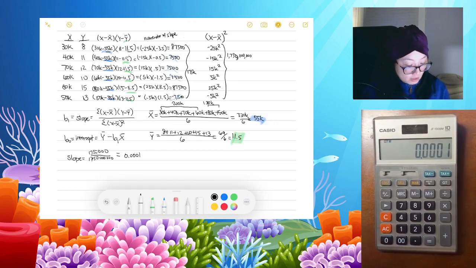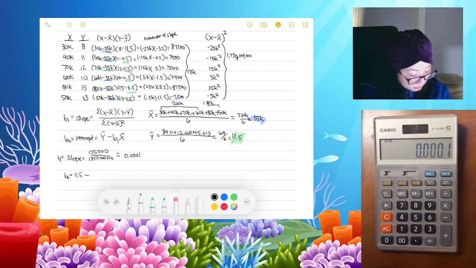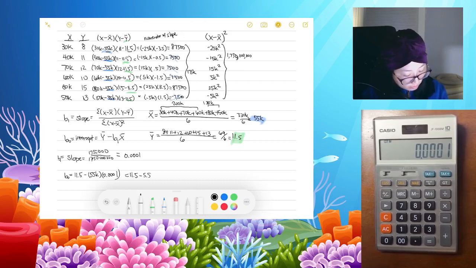So that's the slope. All right, so now we could use B1, which is 0.0001. We can use that in the intercept formula. So we have the average of Y, which is 11.5, and we are going to not add, we're going to subtract B1 times 55,000, with the average x. Sorry, I was wrong. I took the average of the x value and I kind of flipped it for a moment, so I actually want to do that. And that's going to come out to 11.5 minus 5.5, which is going to come out to 6.